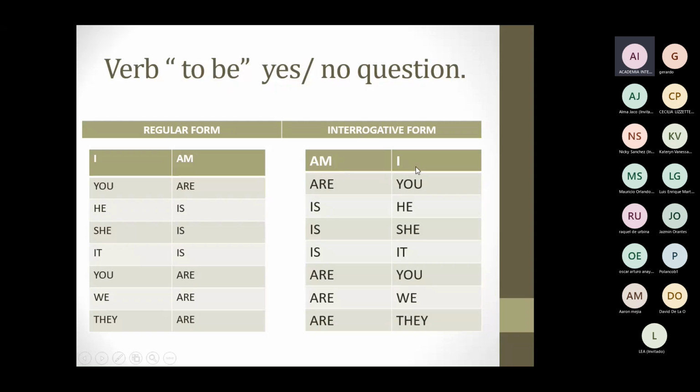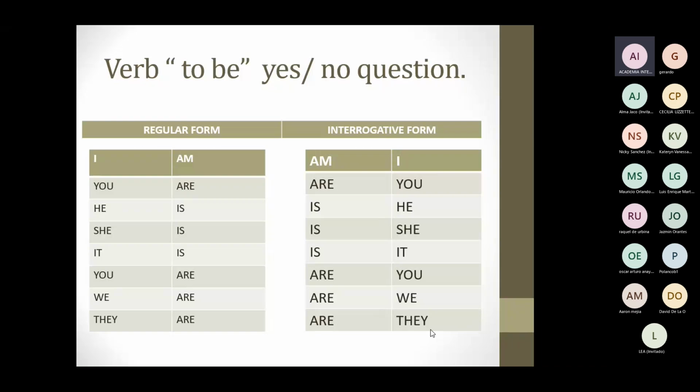Am I, así como escuchan, am I, are you, is he, is she, is it, are you, are we, and are they? Okay, that's the structure that we have to use in order to make a question. At the end, we can use a complement. Okay, for example, am I a student? That is a question, and it's very simple.